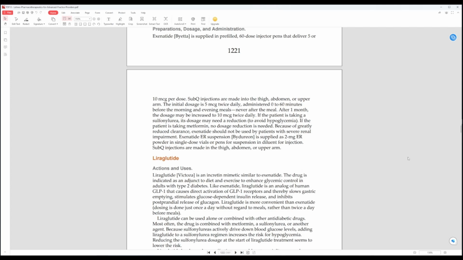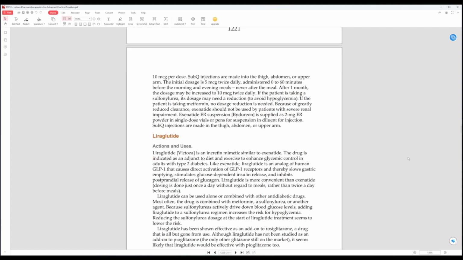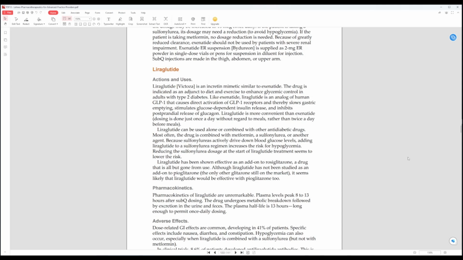If the patient is taking a sulfonylurea, its dosage may need reduction. If the patient is taking metformin, no dosage reduction is needed. Because of greatly reduced clearance, exenatide should not be used in patients with severe renal impairment. The extended release is supplied in 2 milligrams powder in a single dose vial or pen for suspension in a diluent for injection. The subcu injections are made into the thigh, abdomen, or upper arm.